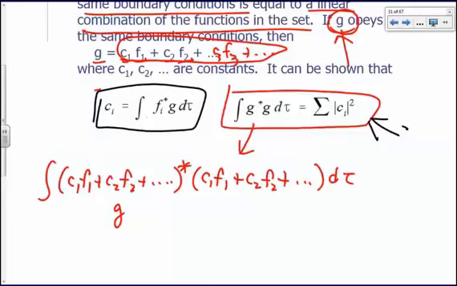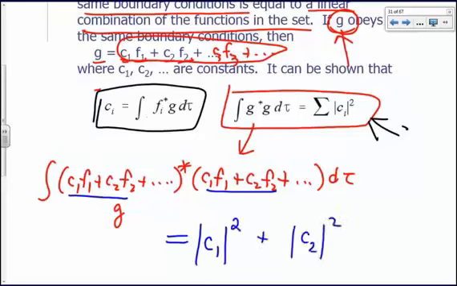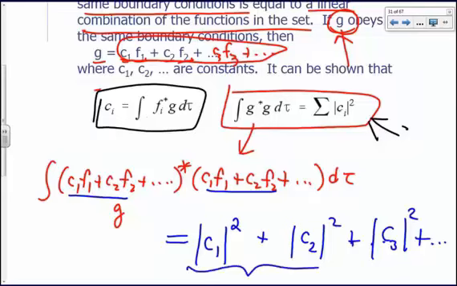Just to make things easy for you, let's just use 2 terms. If you use 2 terms, I want you to show for your homework that this is in fact equal to the absolute value of C1 squared plus the absolute value of C2 squared, plus the absolute value of C3 squared and so on. But if you only use 2 terms, then you only get C1 squared and C2 squared. So that's what this means right here, the summation of C sub i squared. That should be an easy proof. All you have to do is FOIL it, right?